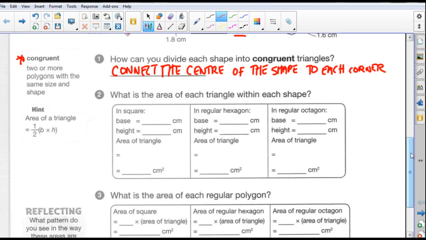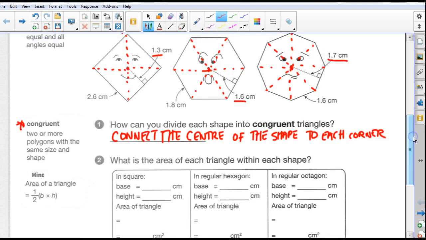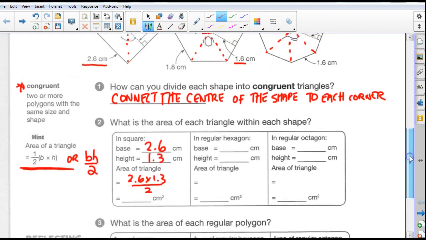In the square, the base is 2.6. Okay, so I'll write 2.6 here. The height is 1.3. And we know the formula for the area of a triangle over here in the margin. It's 1/2 base times height, or we can say base times height divided by 2. That's the same thing, BH over 2. So the area of the triangle is just 2.6 times 1.3, divided by 2, and we can find the area of the triangle.